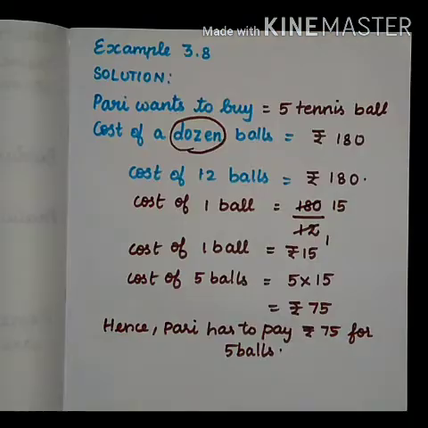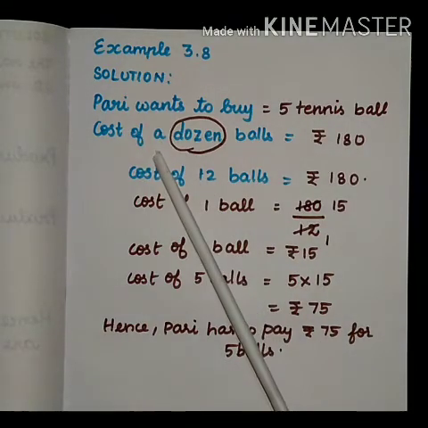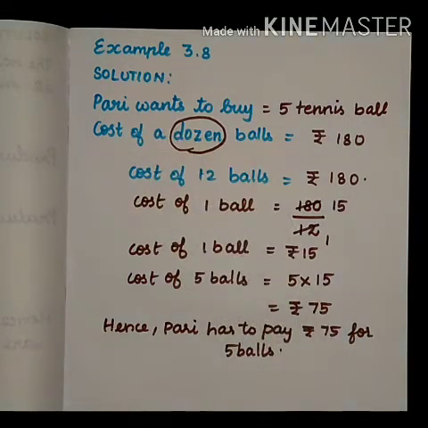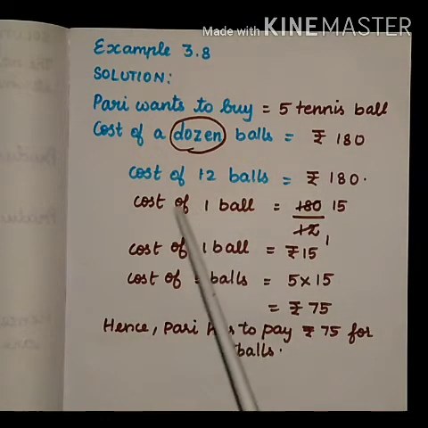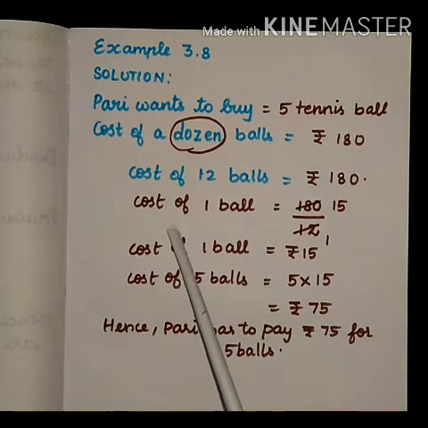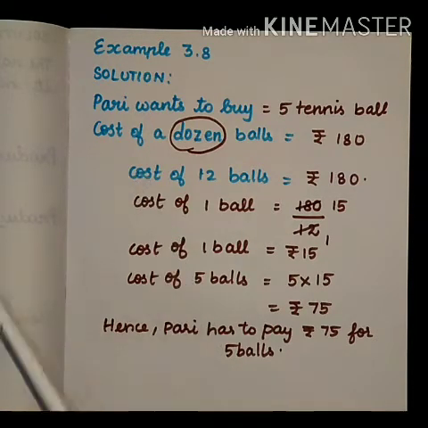Students, here Pari wants to buy 5 tennis balls, but in the question the cost of a dozen balls is given. That is, the cost of 12 balls is given as rupees 180. By using the unitary method, you have to find the cost of 1 unit.